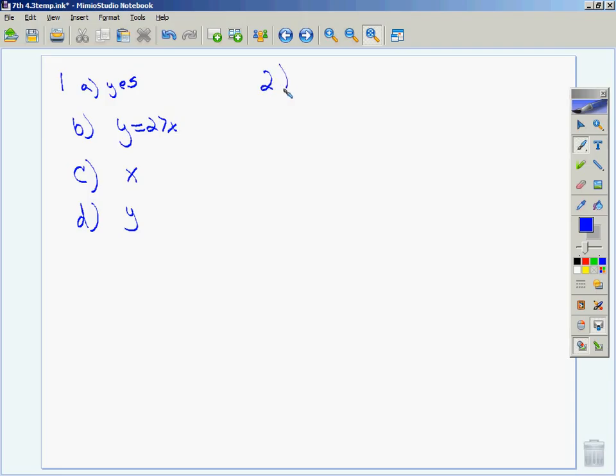For number 2, A would have been yes. B would have been y equals 4.35x. And part C would have been x, and part D would have been y. Do I need to go over 1 or 2 for anybody?